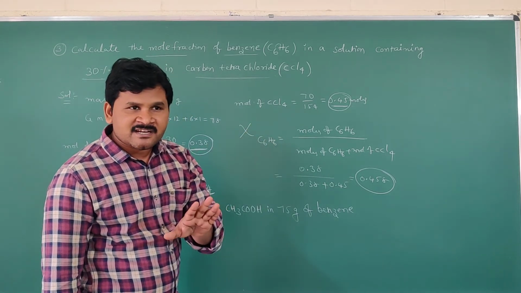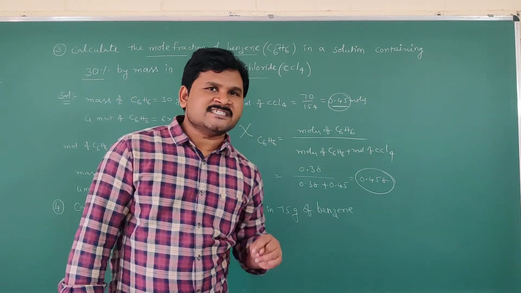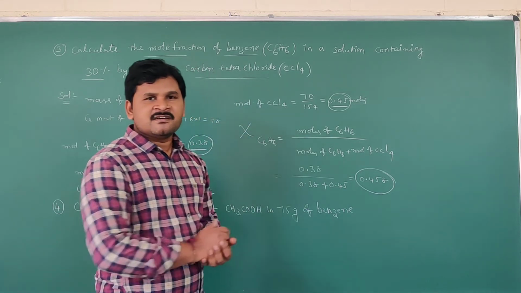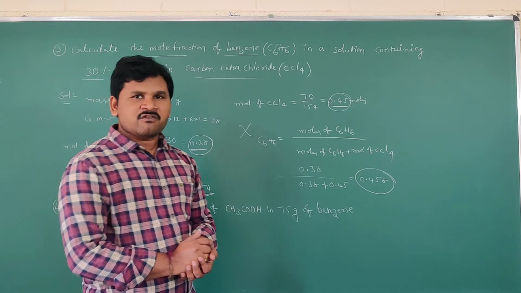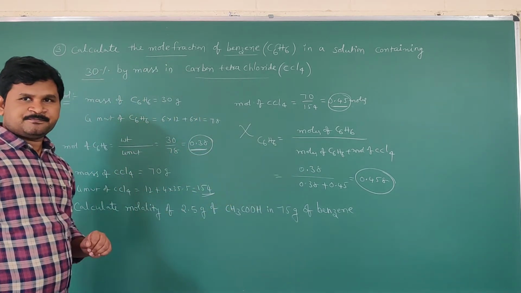Otherwise, without applying this formula, how to calculate mole fraction of CCl4? Mole fraction of CCl4 is equal to 1 minus mole fraction of benzene. That is 1 minus 0.458. You will get the mole fraction of carbon tetrachloride, that is CCl4, like this. Likewise, we can calculate the mole fraction of benzene.